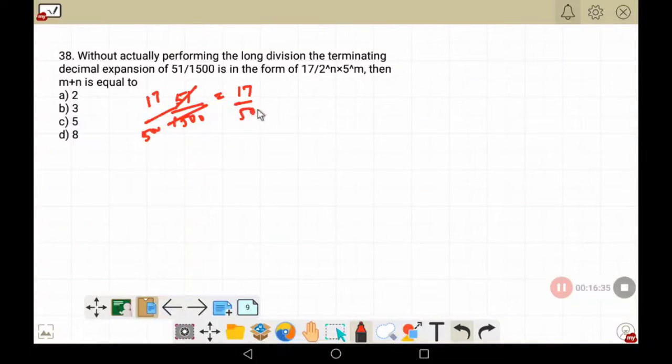Yes. Now you need to write this in the form of 2 to power n and 5 to power n. 500 को आप क्या लिखेंगे? 2 into 2, 4 into 125, that is 5 into 5 into 5. So you will write 2 to power 2 into 5 to power 3.